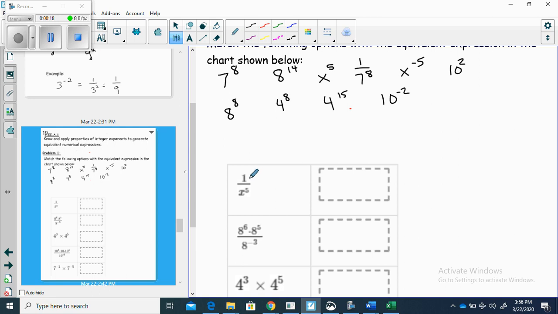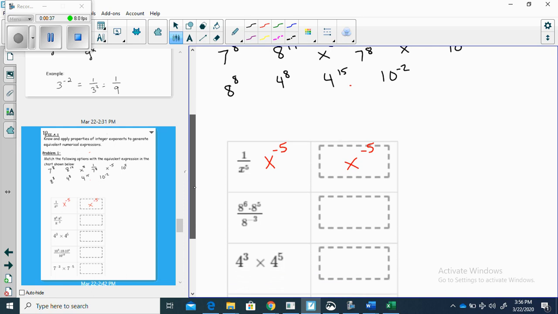Let's look at this first one, 1 over x to the 5th. Well, we realize that anything raised to a negative power is the same thing as 1 over that base to its positive exponent. So this is x to the negative 5th. Let's look at the next one.